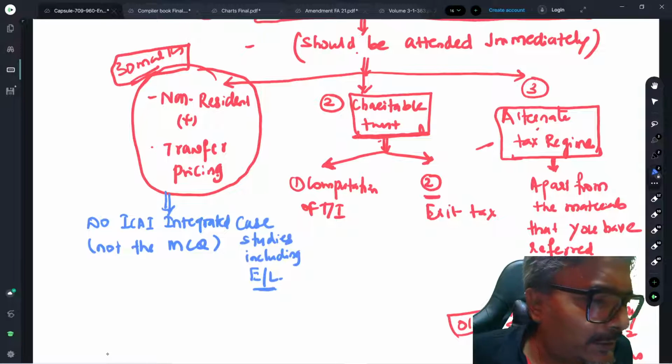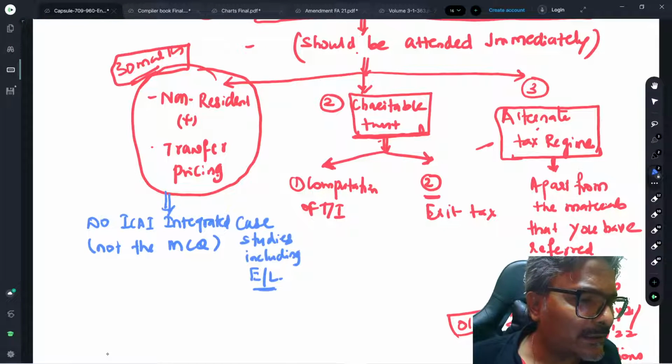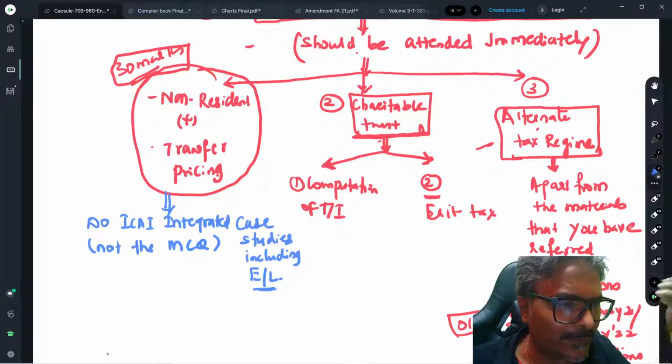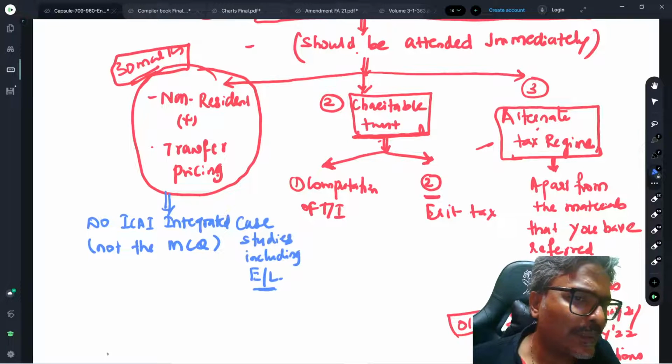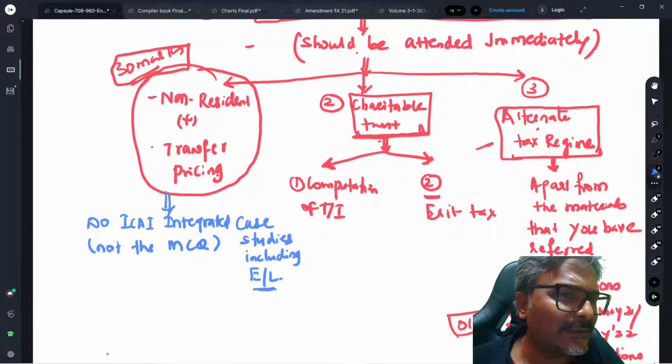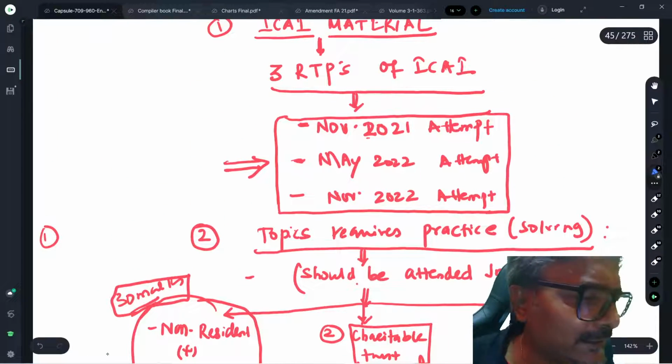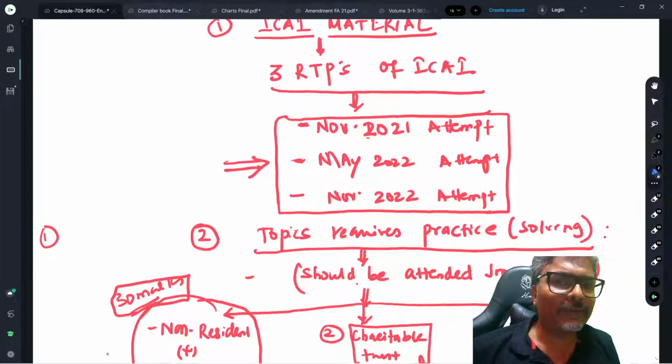Including equalization levy. So shall I do a quick recap, students, of what is required and must be done that you have to take into account? A very quick run through. I've written: do ICI integrated case studies including equalization levy. Three RTPs of the ICI: November 21, May 22, November 22 attempt, without fail.